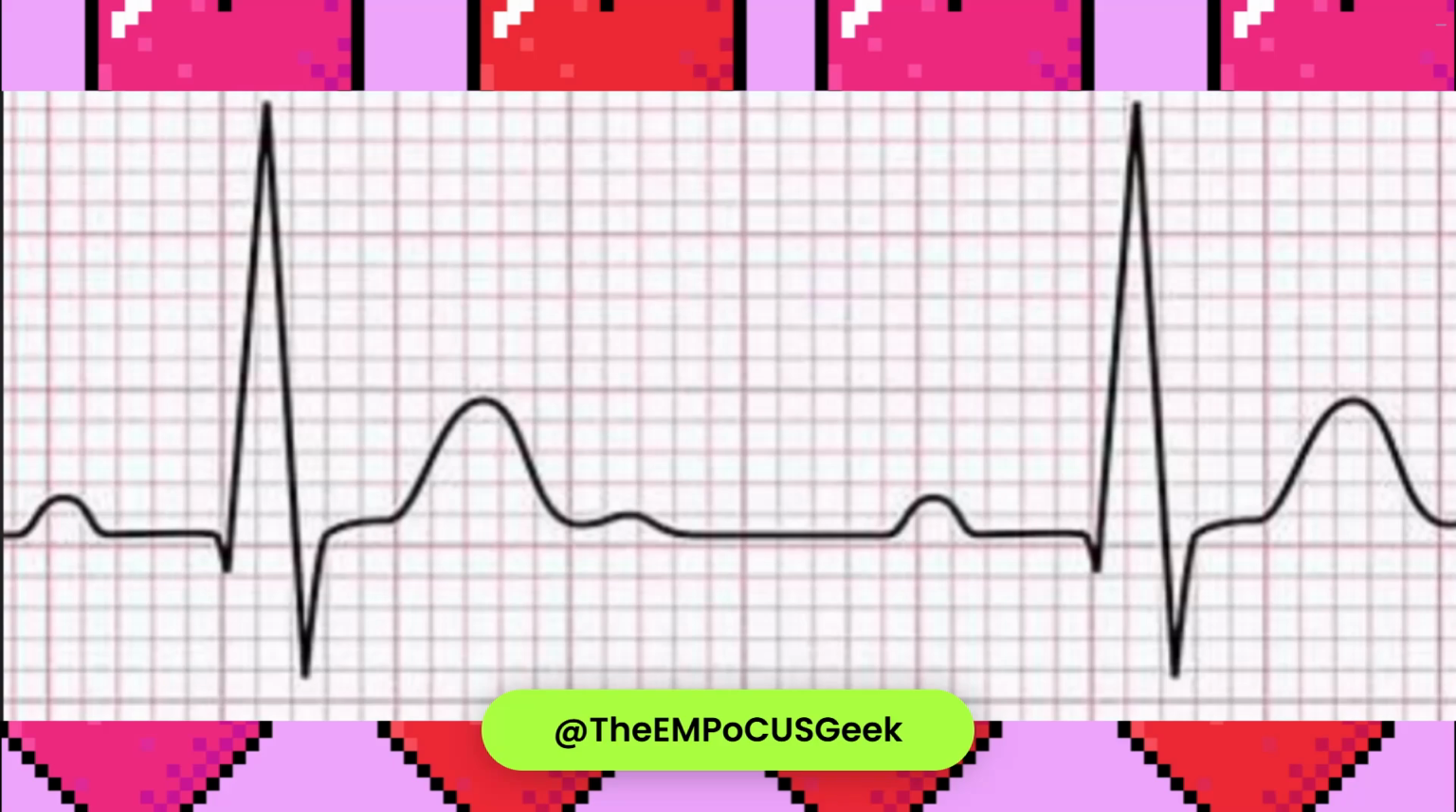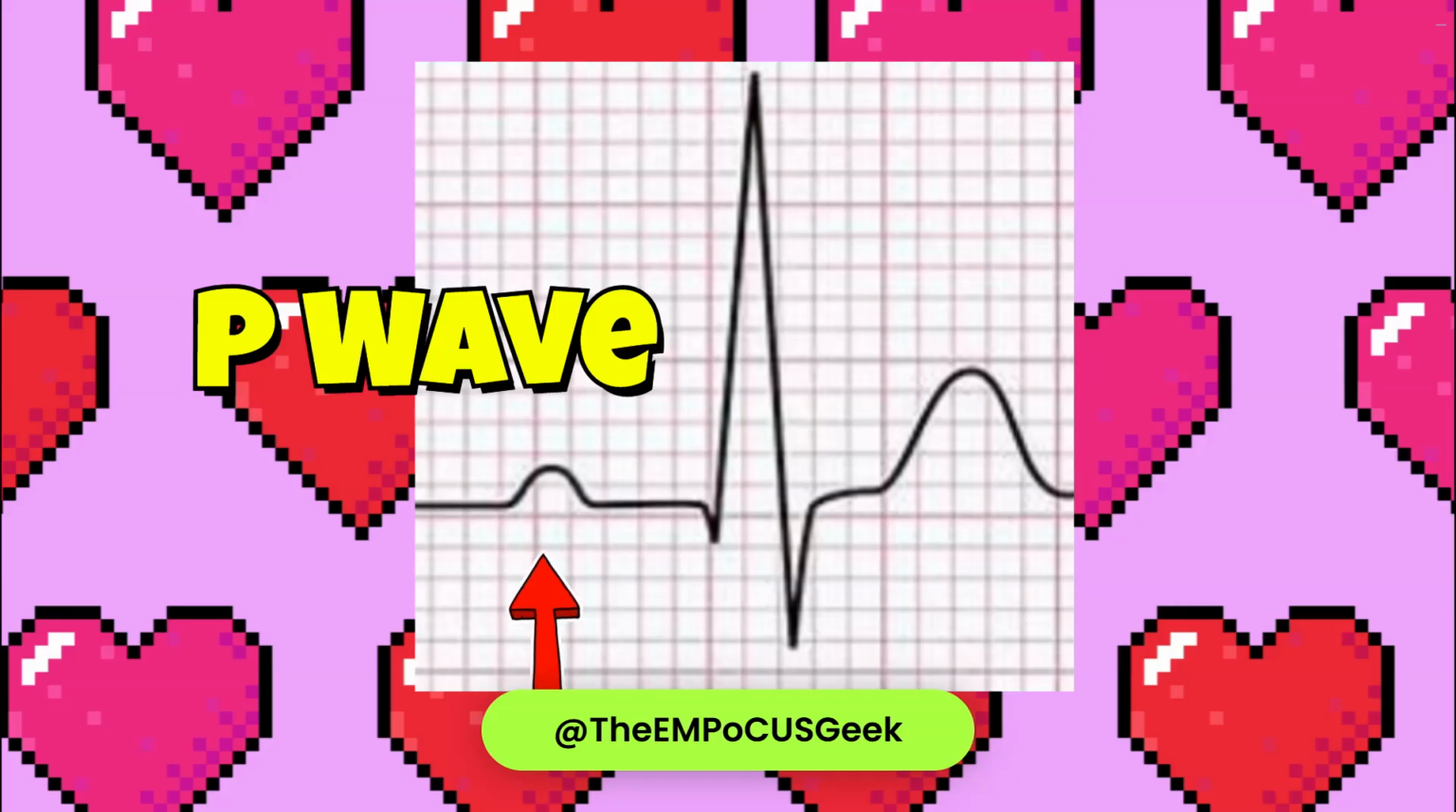Now that we learned about the electrical activity of the heart, we will learn how to correlate this with the shape of the ECG tracing. The first wave we see on an ECG tracing is the P wave. This corresponds to atrial depolarization.